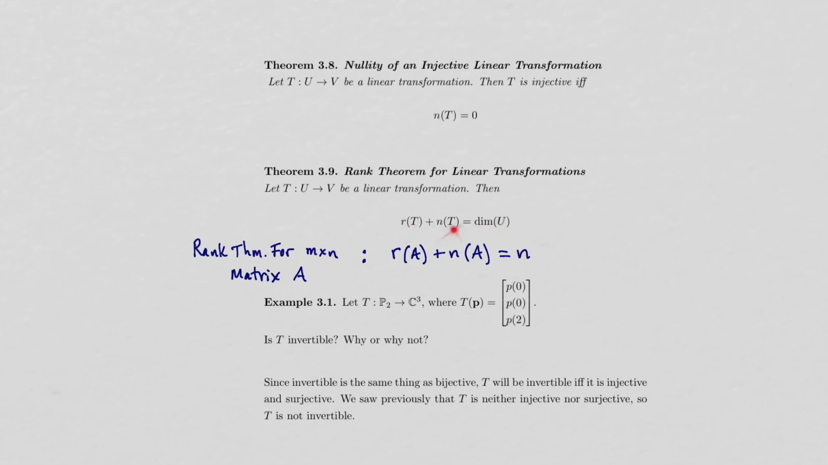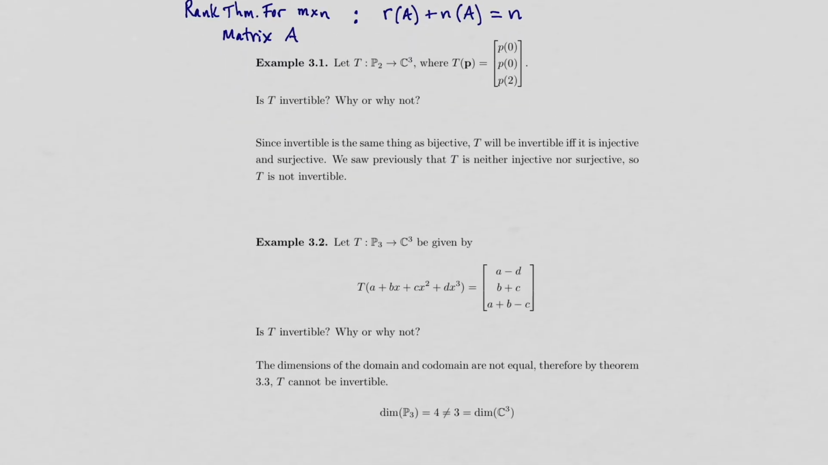This one says that the rank of the transformation T plus the nullity of the transformation is equal to the dimension of the domain. We'll see how this theorem will be a useful shortcut in some of the examples that follow. So let's look back again at the 3 linear transformations that we've looked at in the previous 2 sections, and now we want to see if these transformations are invertible and why or why not.